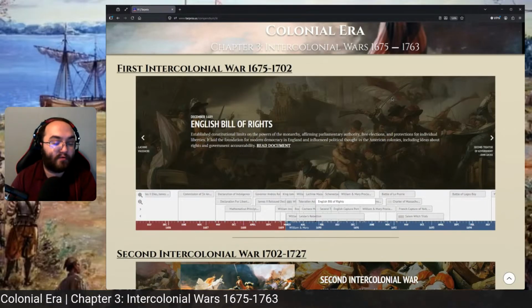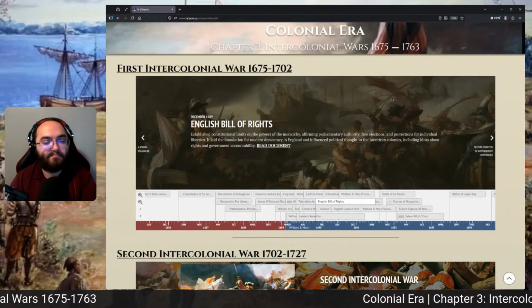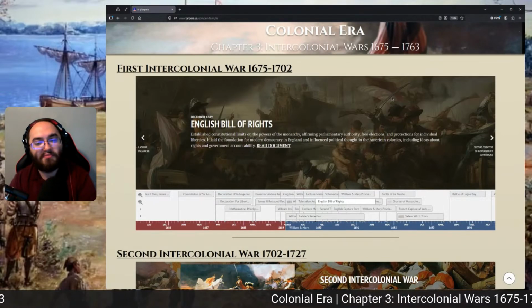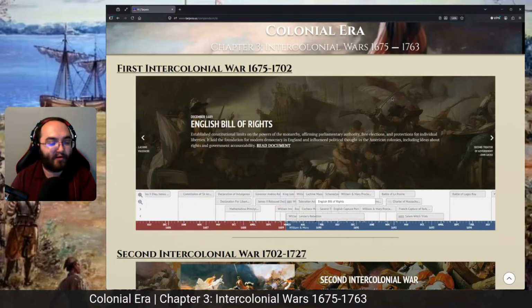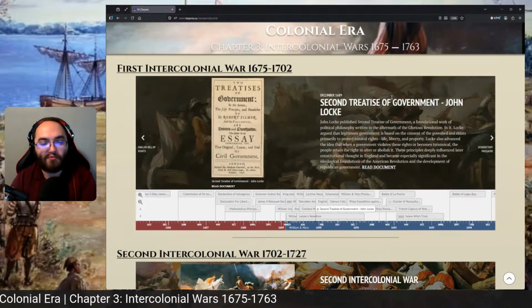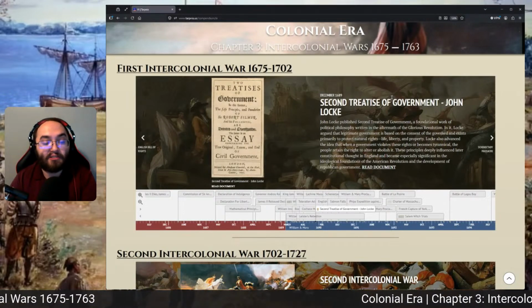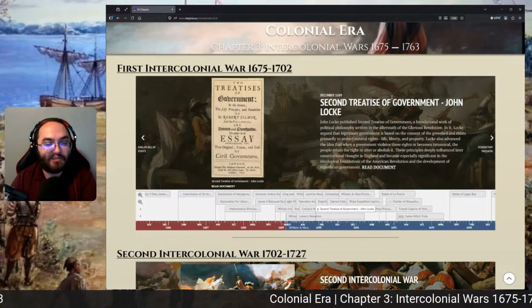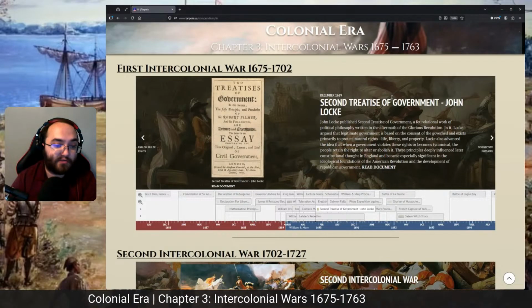So the English Bill of Rights will have an impact and influence on the Americas, especially for our founding fathers, and the establishment of our own Bill of Rights, which are the first 10 amendments to the U.S. Constitution. During this time, you have John Locke writing his second treatise of government, or two treatises of government.